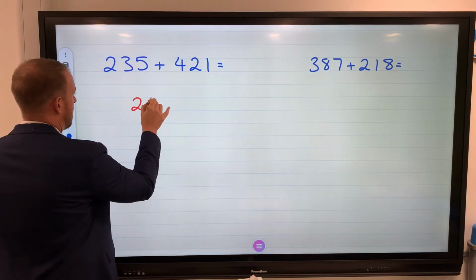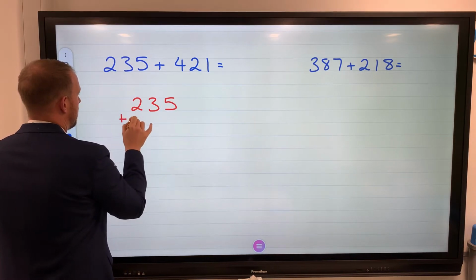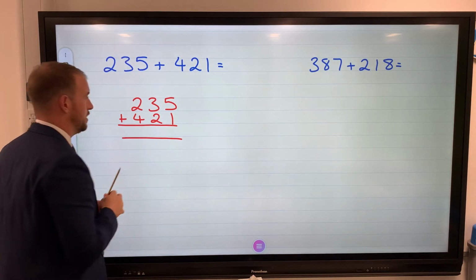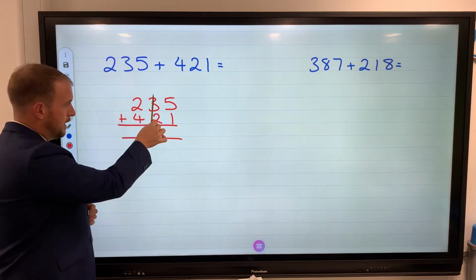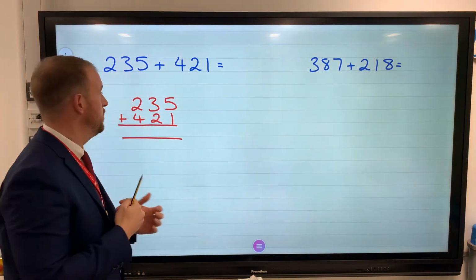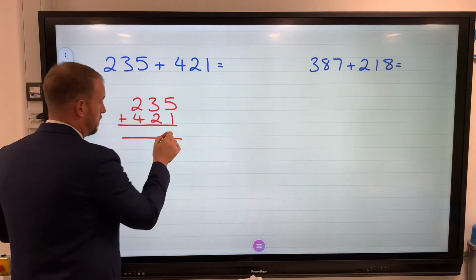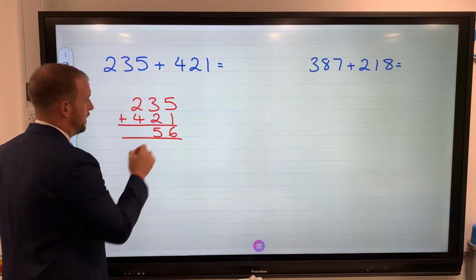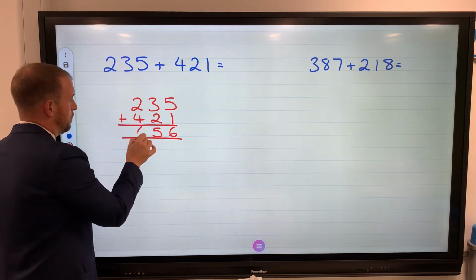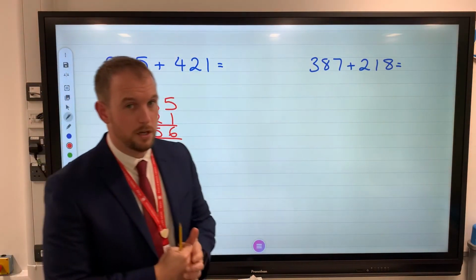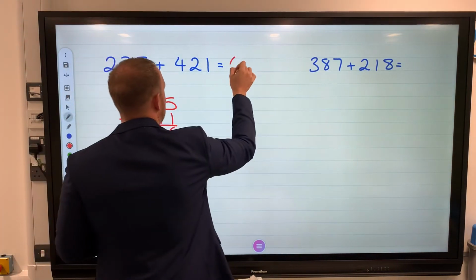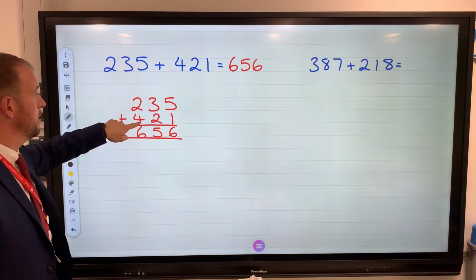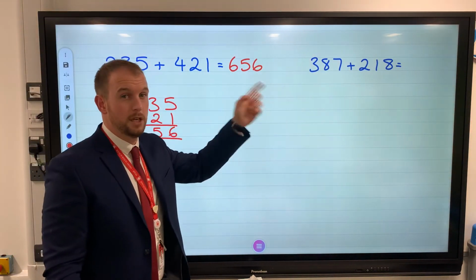I have 235 add 421. You'll notice now my hundreds are on top of my hundreds, tens on top of tens, units are on top of units. I have 5 plus 1 is 6. 3 add 2 is 5. 2 add 4 is 6. So I have 656. I'm just going to pop that up here. So a 3-digit number, add a 3-digit number, is exactly the same as a 2-digit number, add a 2-digit number.